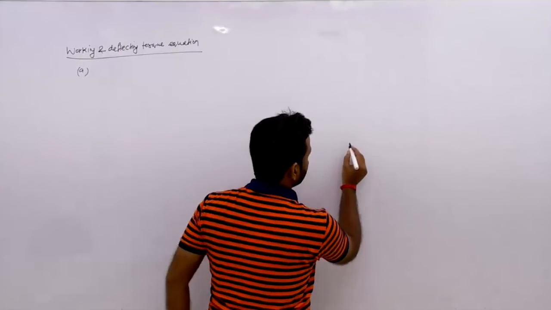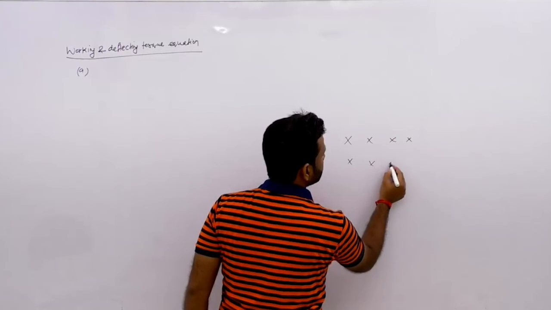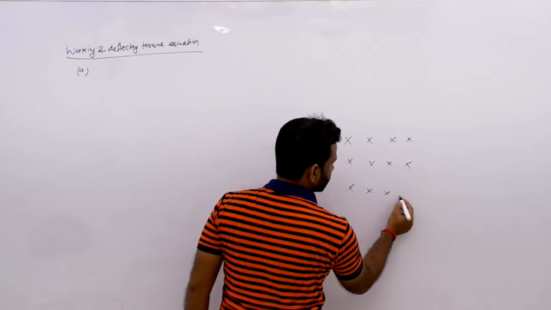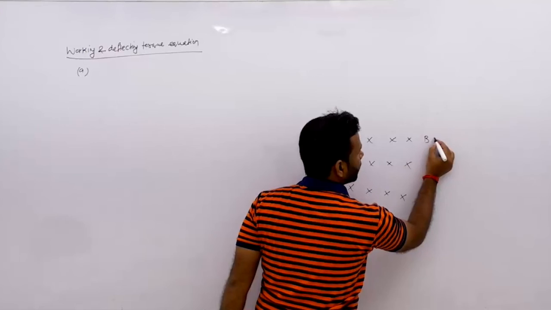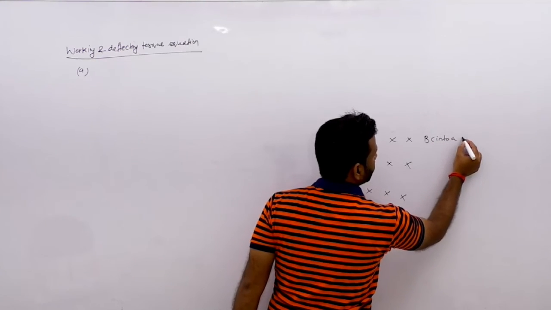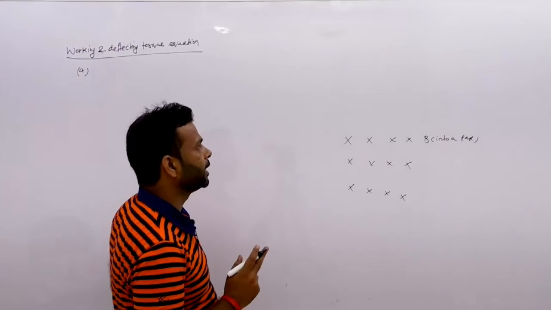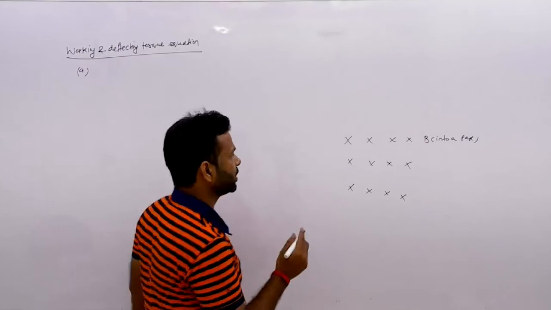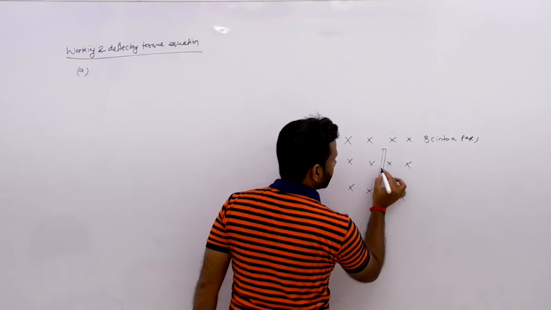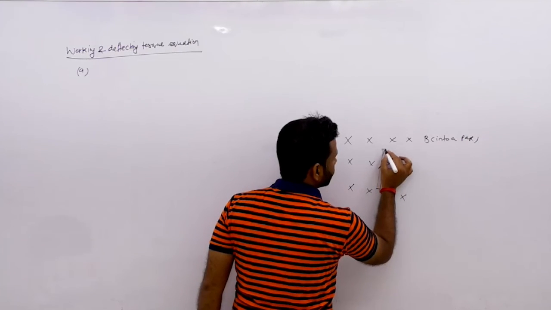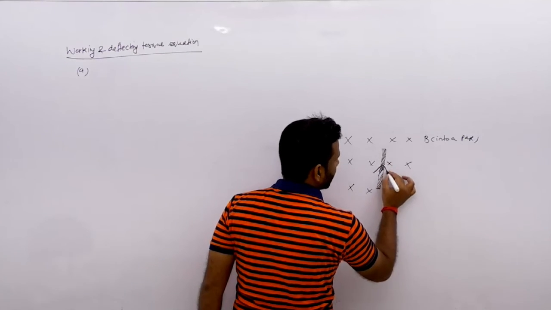Suppose there is a magnetic field, and this magnetic field is into the page. Now when a current carrying conductor is placed in the magnetic field, suppose this is a conductor which is carrying current in this direction. This is your conductor and it is carrying current in this direction.